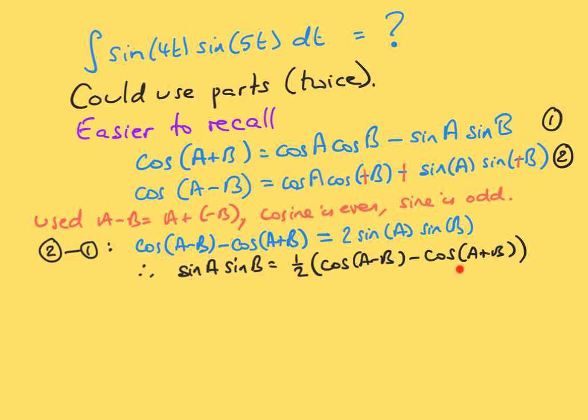Let's look at this equation. And if you think about it, this equation here is symmetric under the exchange of A and B. In other words, sine of A times sine of B is the same as sine of B times sine of A. So what happens if we swap A and B around on this side?